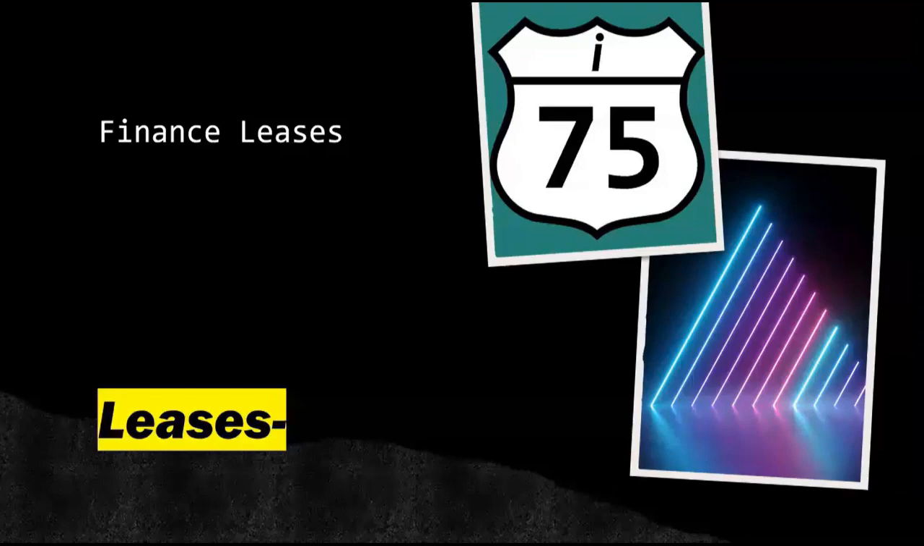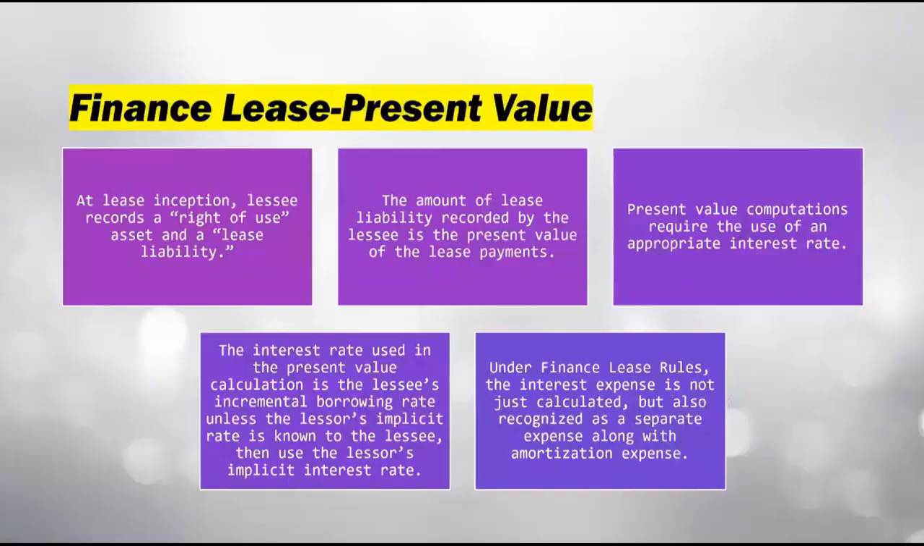We already know a little about finance leases, but what else do we need to know? On the balance sheet, it's similar to operating lease rules, which means at lease inception, the lessee records a right of use asset and a lease liability. The amount of lease liability recorded by the lessee is the present value of the lease payments. The present value computation itself requires the use of an appropriate interest rate, and the interest rate used in the present value calculation is the lessee's incremental borrowing rate unless the lessor's implicit rate is known to the lessee. Then the lessee uses the lessor's implicit rate instead of their own incremental rate.